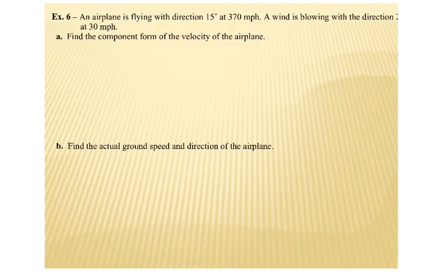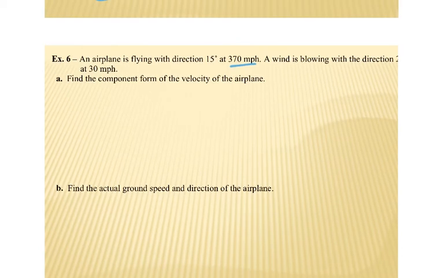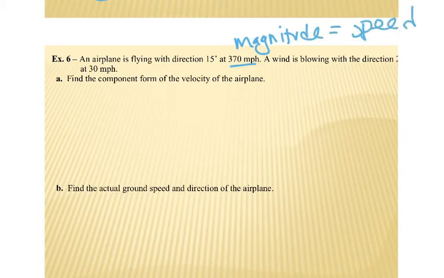Alright, this last example here, an airplane is flying with a direction of 15 degrees at 370 miles per hour. Now the interesting part about this is that magnitude is speed. And so when we think of anything that talks about speed or miles per hour, seconds per whatever, the idea is that that is actually given as the magnitude.